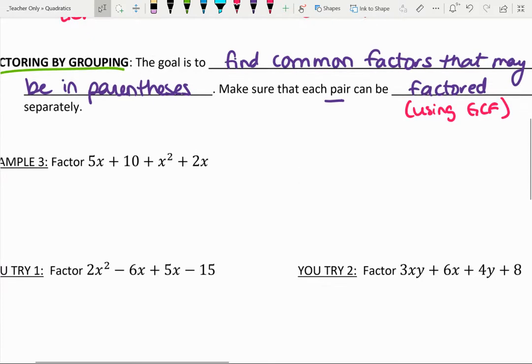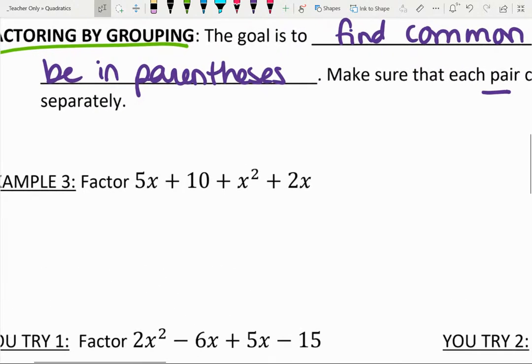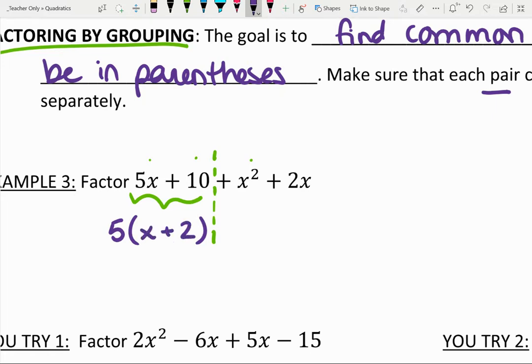So it says example 3 because there's that third one. It says factor 5x plus 10 plus x squared plus 2x. So what I'm going to do is I've got 4 terms here, right? 1, 2, 3, 4 terms, and I'm going to split it in half into 2 pairs. And I'm going to think about first, what is the greatest common factor of 5x and 10? Greatest common factor of 5x and 10 is 5, leaving behind a remainder of x plus 2, right? 5 times x would give us 5x, and 5 times 2 would give us 10.